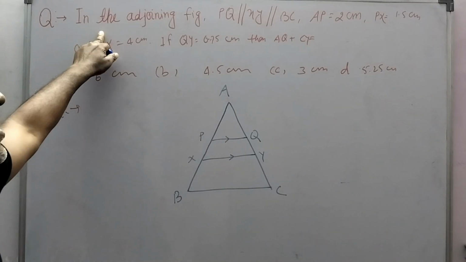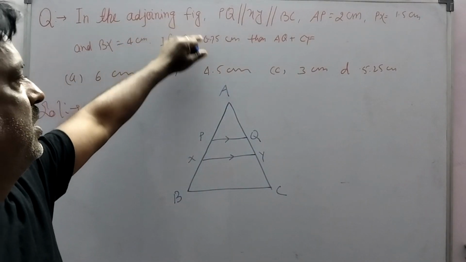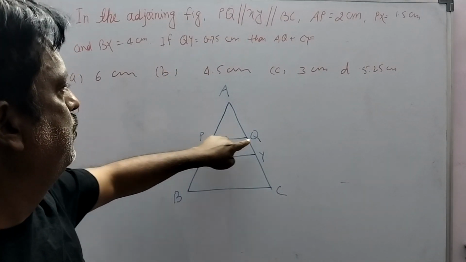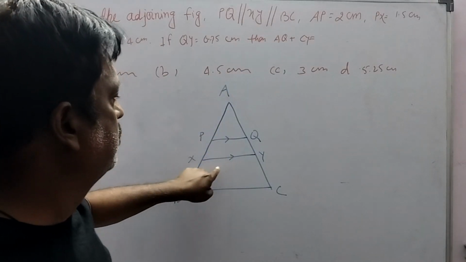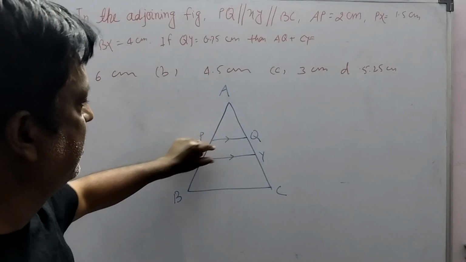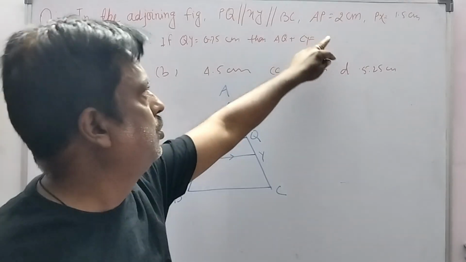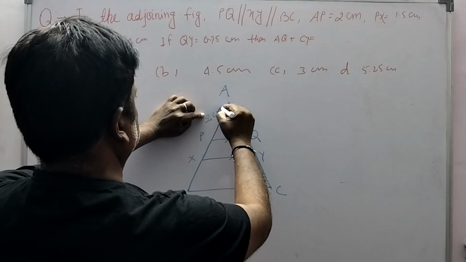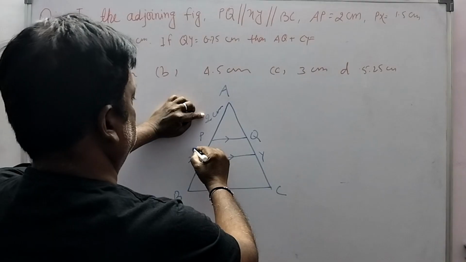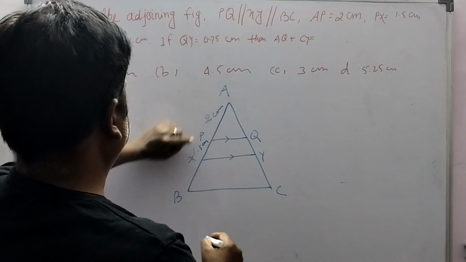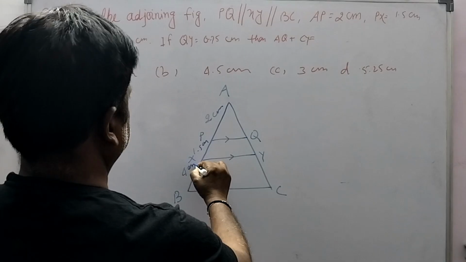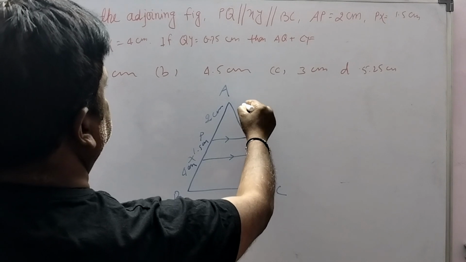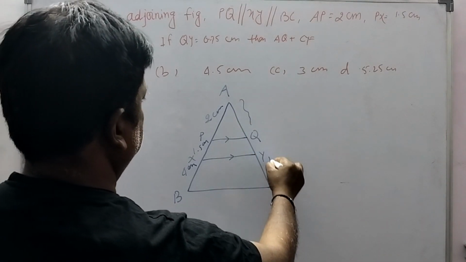Next question. In the given figure, PQ is parallel to XY, and XY is parallel to BC. So these three lines are parallel. AP equal to 2 centimeter, PX given 1.5 centimeter, and BX given 4 centimeter. So we have to find AQ plus BY.